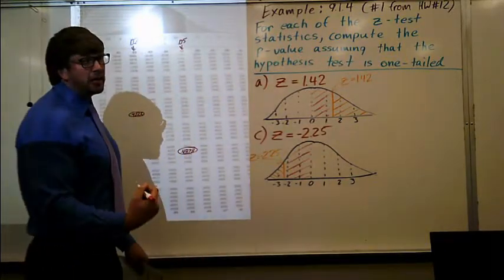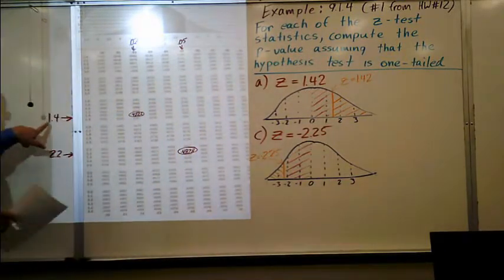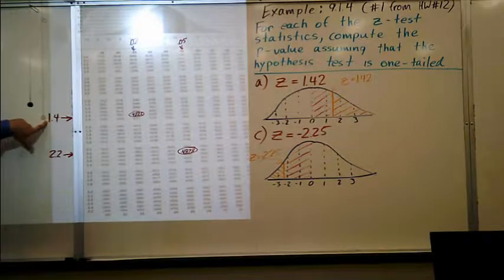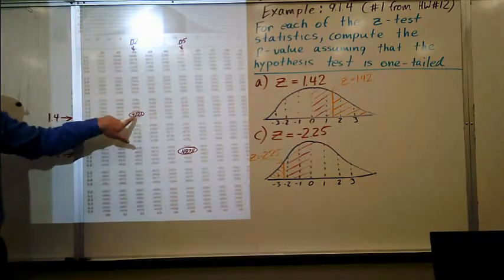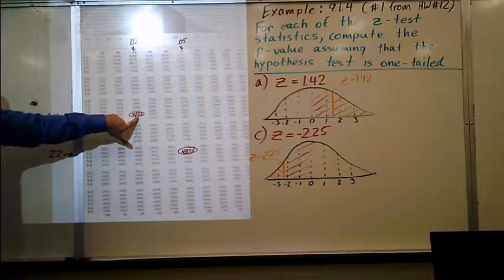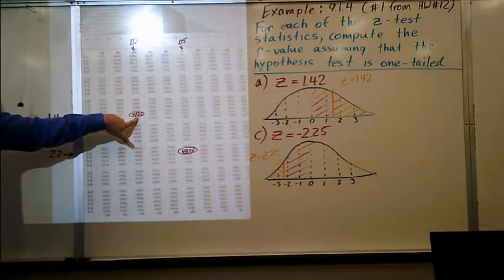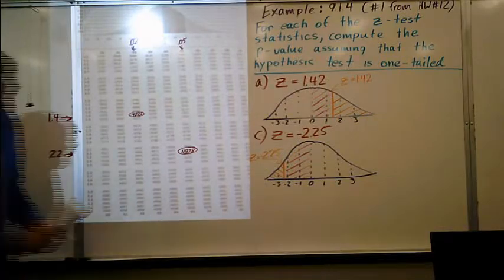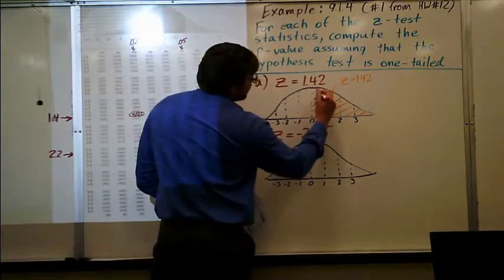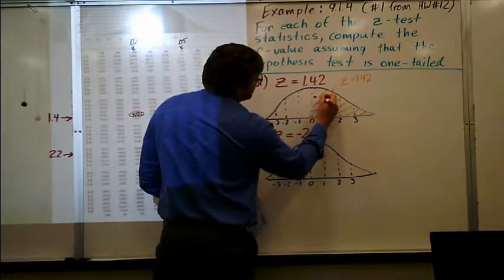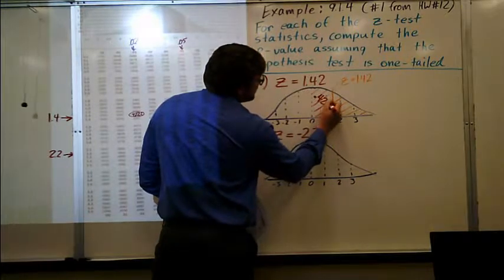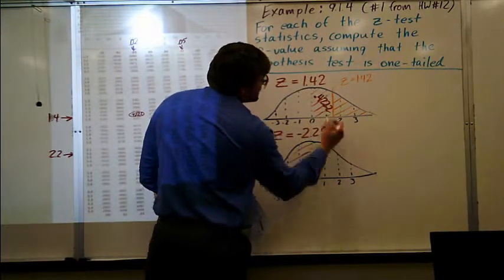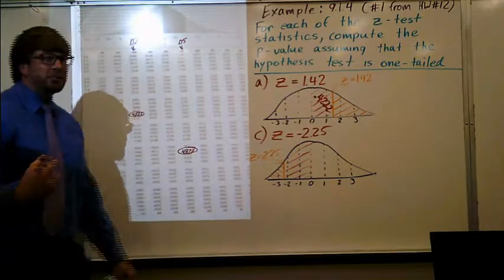To do that, of course, we just want to look up 1.42, and that correlates to a value of 0.4222. So that means this area right here is 0.4222. We're almost done now.